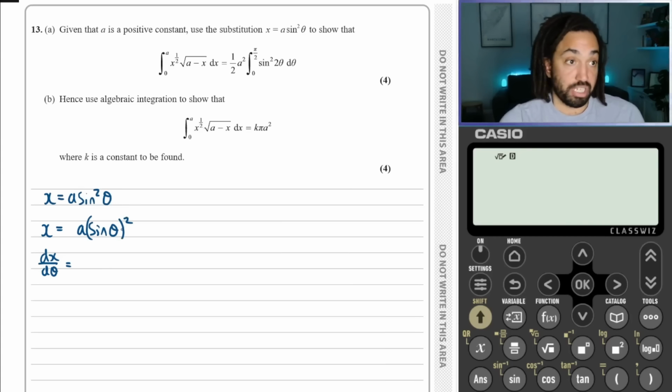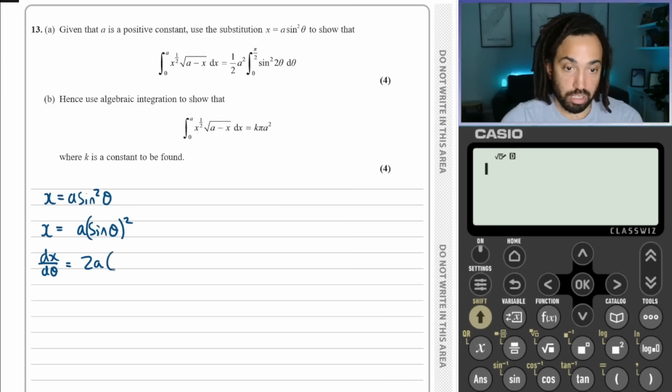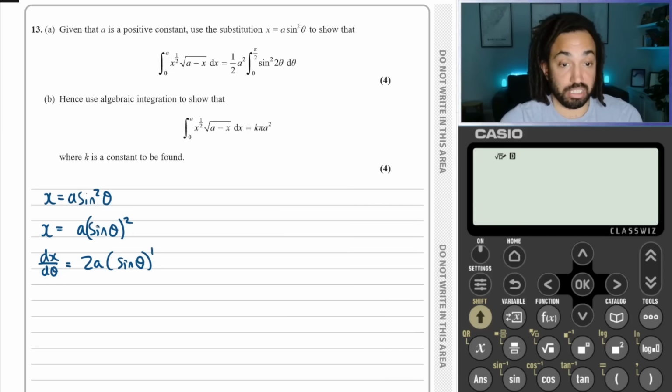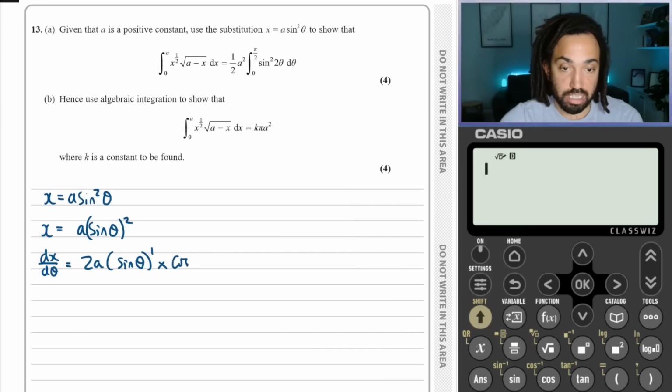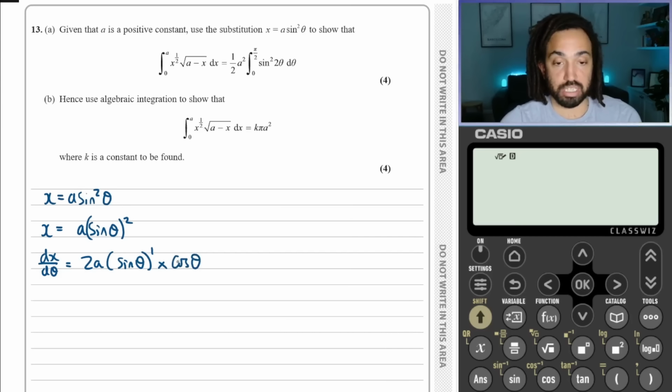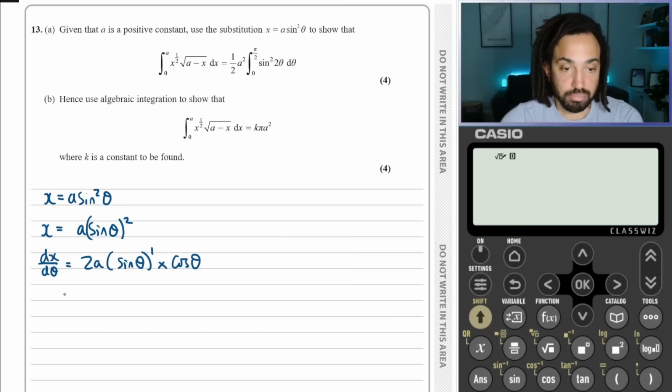And the way that we use the chain rule, if we have a bracket like this to a power, is we bring the power down to the front, we keep the bracket exactly the same, we drop the power down by 1, just like we're differentiating something, and then, crucially, we multiply by the derivative of the bracket, and that is cos theta, because sine differentiates to cos theta.